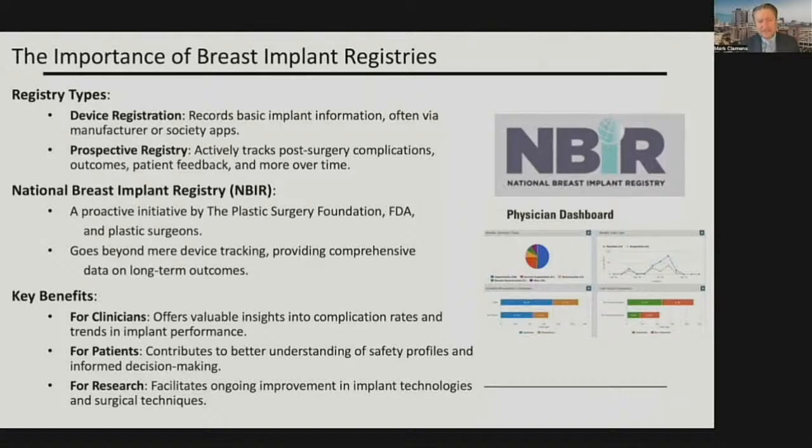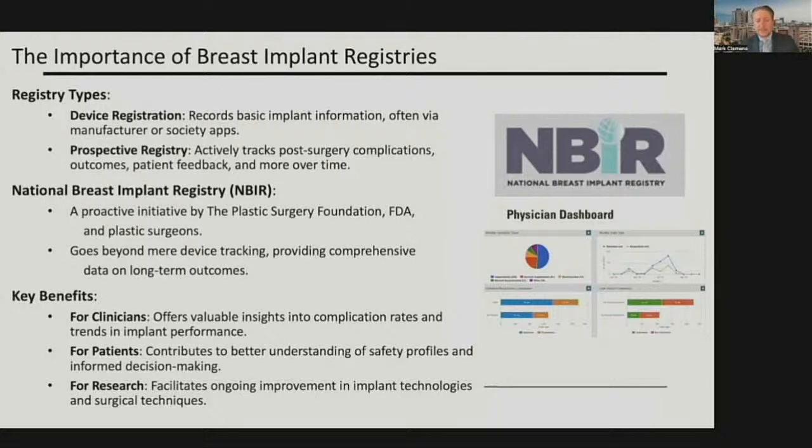Now, there's key benefits for everybody involved here. For clinicians, it can offer valuable insights for that provider, giving them dashboards where they can see their own complication rates and their own trends in their own implant performance. It has major benefits for patients because they have a better understanding about safety profiles of different types of breast implants, and they're better able to make informed decision-making about their own body. And it has clear benefits for research by being able to track these devices, and also ushering in new implant technologies where we see shortcomings with current devices.